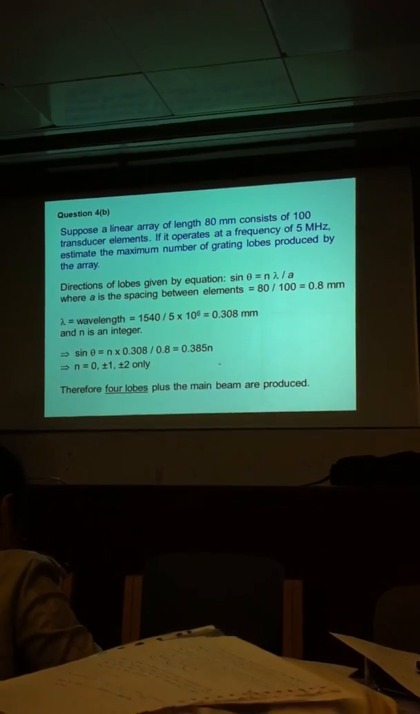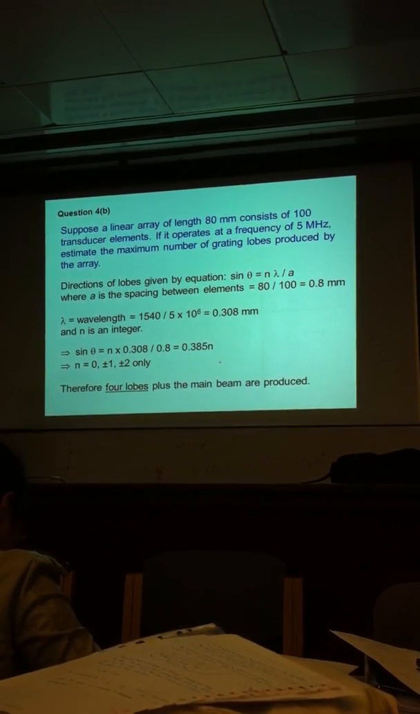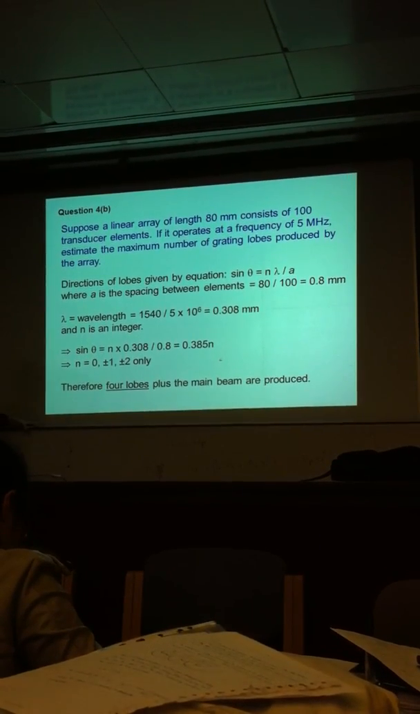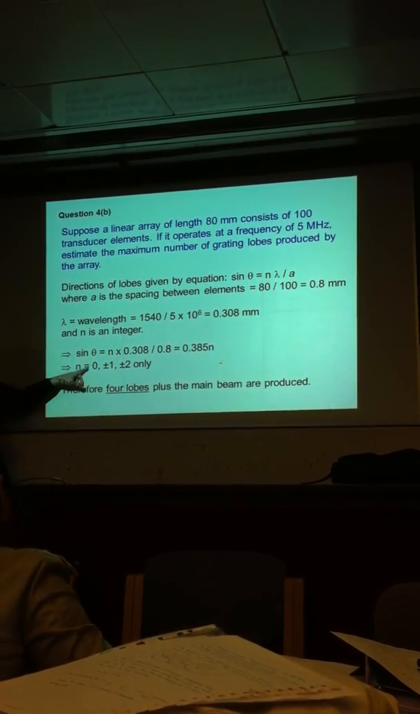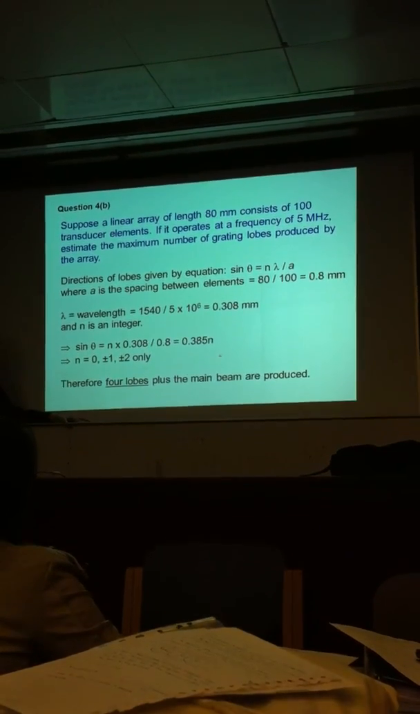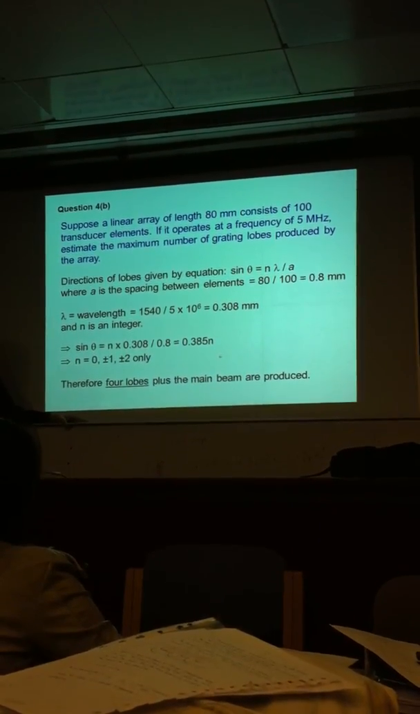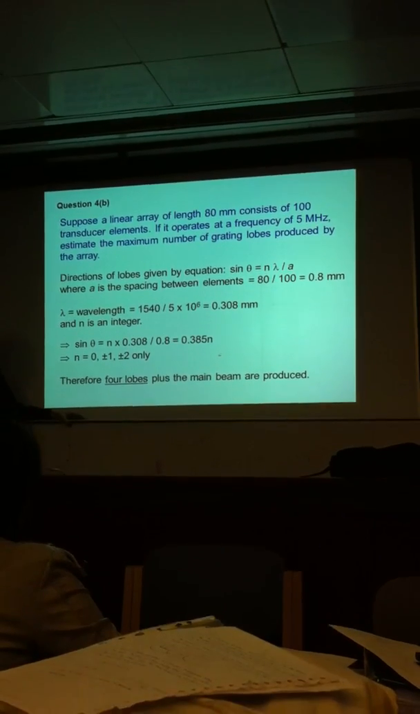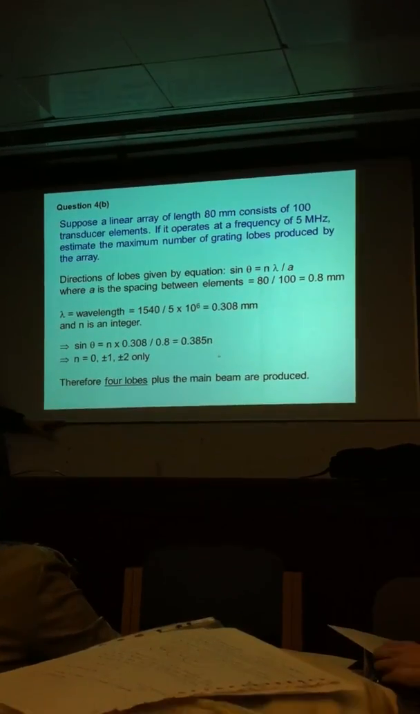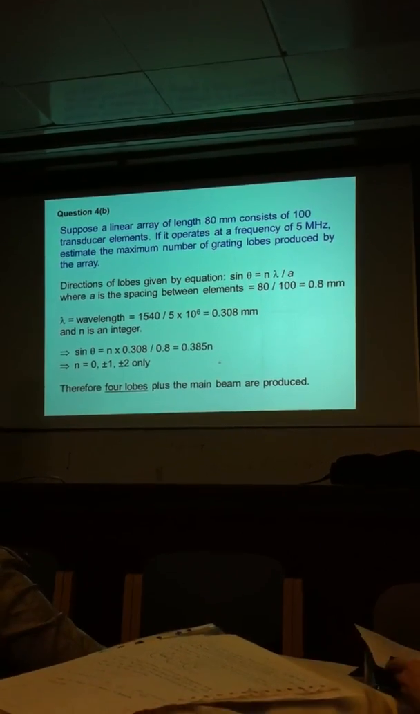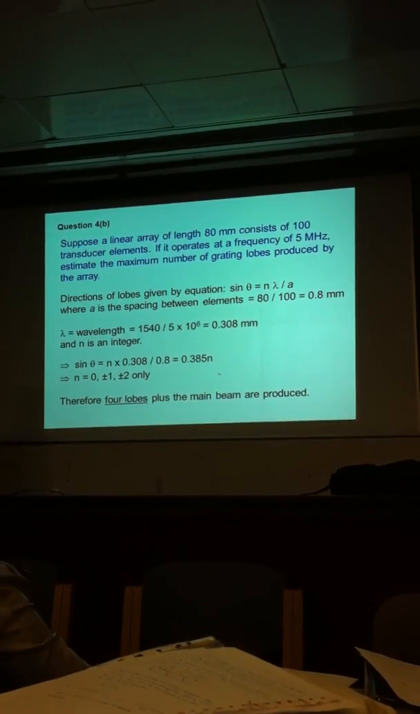So would you be wrong in saying there's 5? No. I think if you said n equals 0, that's fine. I'd assume that you'd understand that if n equals 0, it's going straight down.